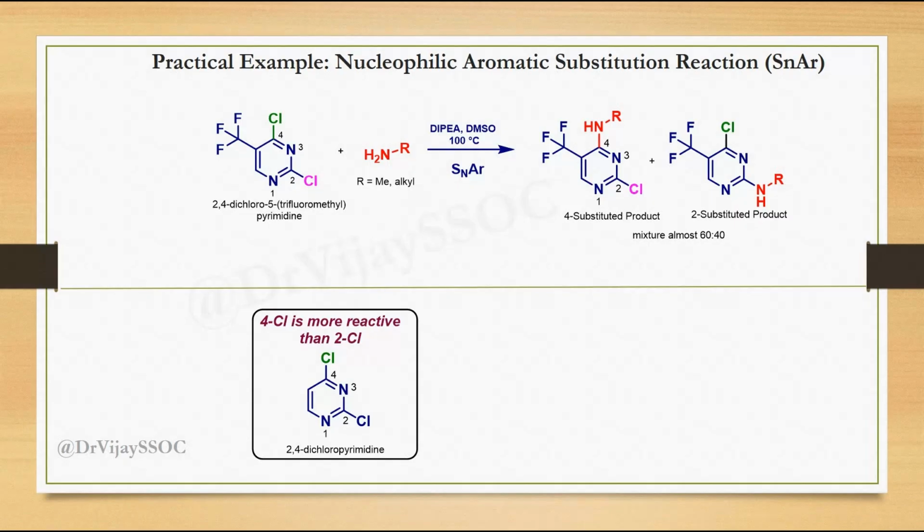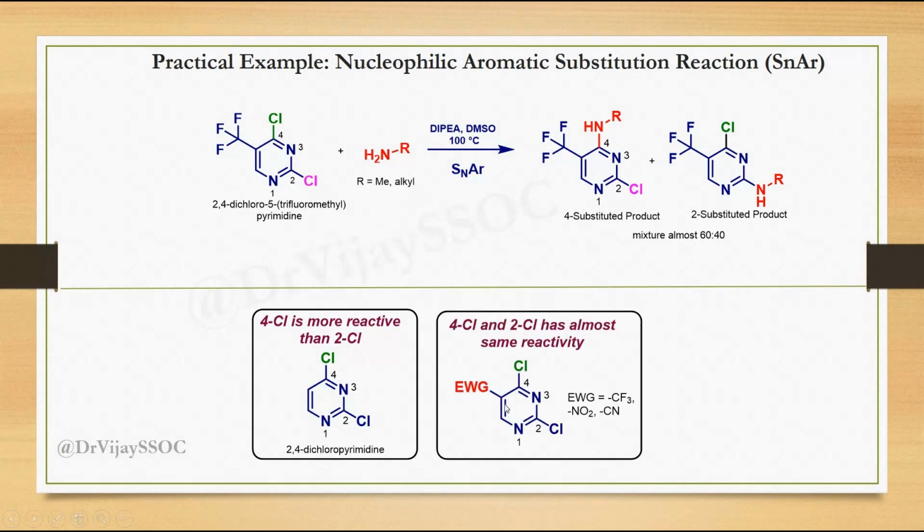To understand the reason, you can read the heterocyclic chemistry book written by Jules Miller. So this chloro is more reactive. But when you put an electron withdrawing group para to these two chloro substituted positions, then this 2-chloro also becomes reactive towards nucleophilic aromatic substitution reactions. And these electron withdrawing groups could be CF3, nitro, or cyano. And then the reactivity becomes almost comparable.